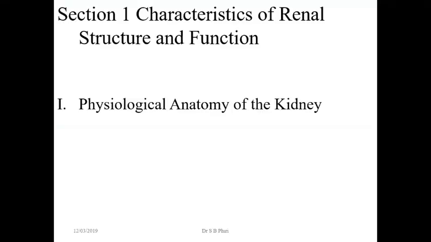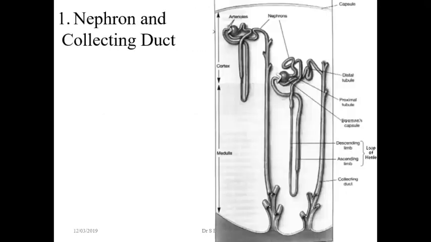So section 1, characteristics of renal structure and function. The physiological anatomy of the kidney. There are two different types of the kidney that I'm going to explain to you.